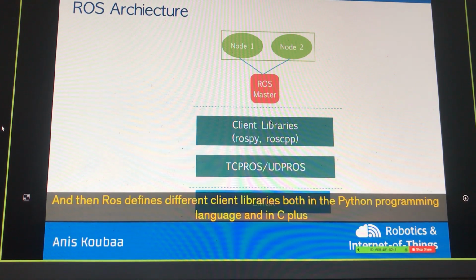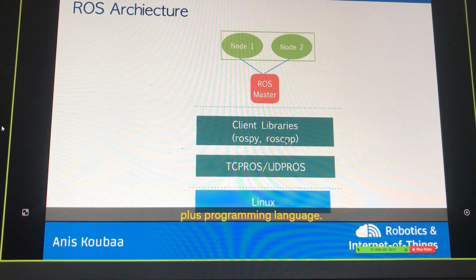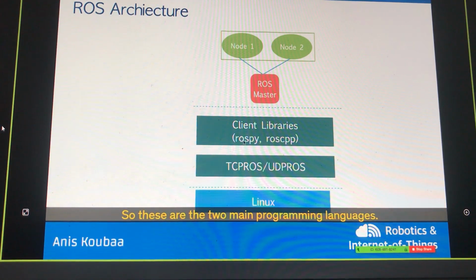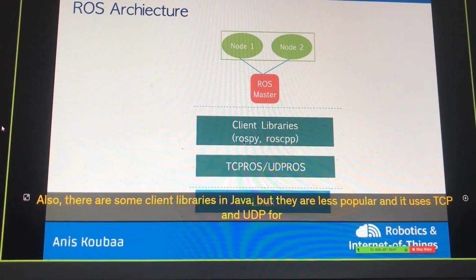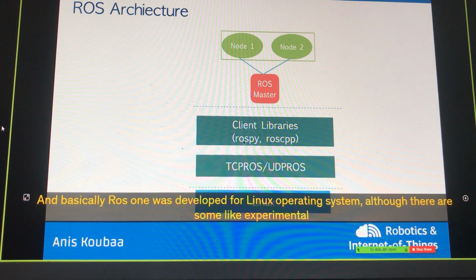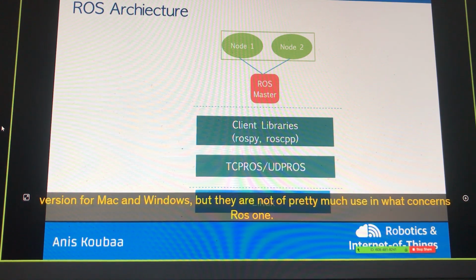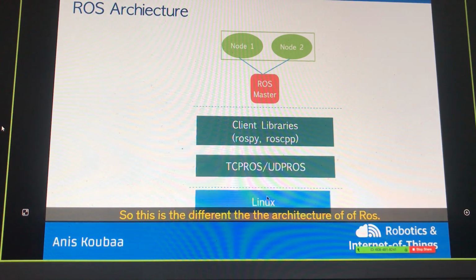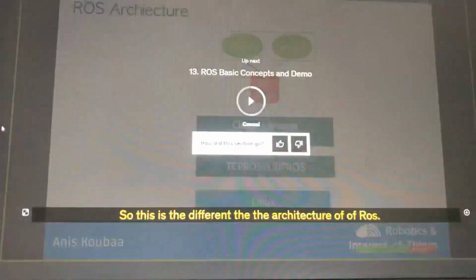And then ROS defines different client libraries, both in the Python programming language and in the C++ programming language. So these are the two main programming languages. Also, there are some client libraries in Java, but they are less popular. And it uses TCP and UDP for inter-process communication. And basically, ROS1 was developed for the Linux operating system, although there are some experimental versions for Mac and Windows, but they are not of much use when it comes to ROS1. So this is the architecture of ROS.